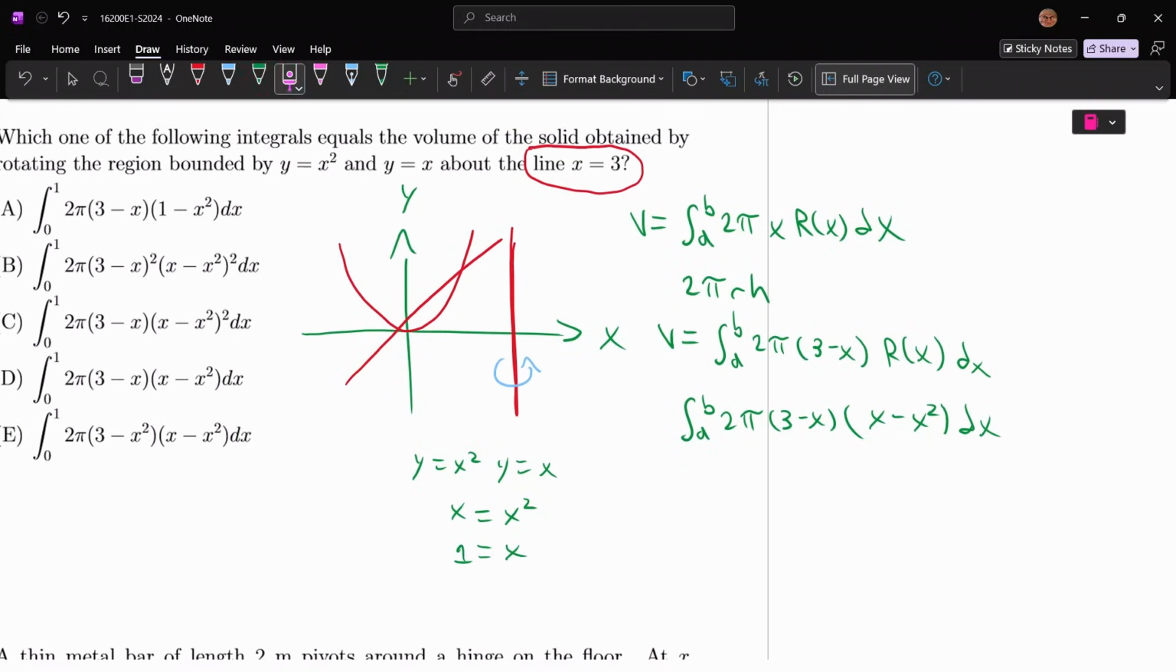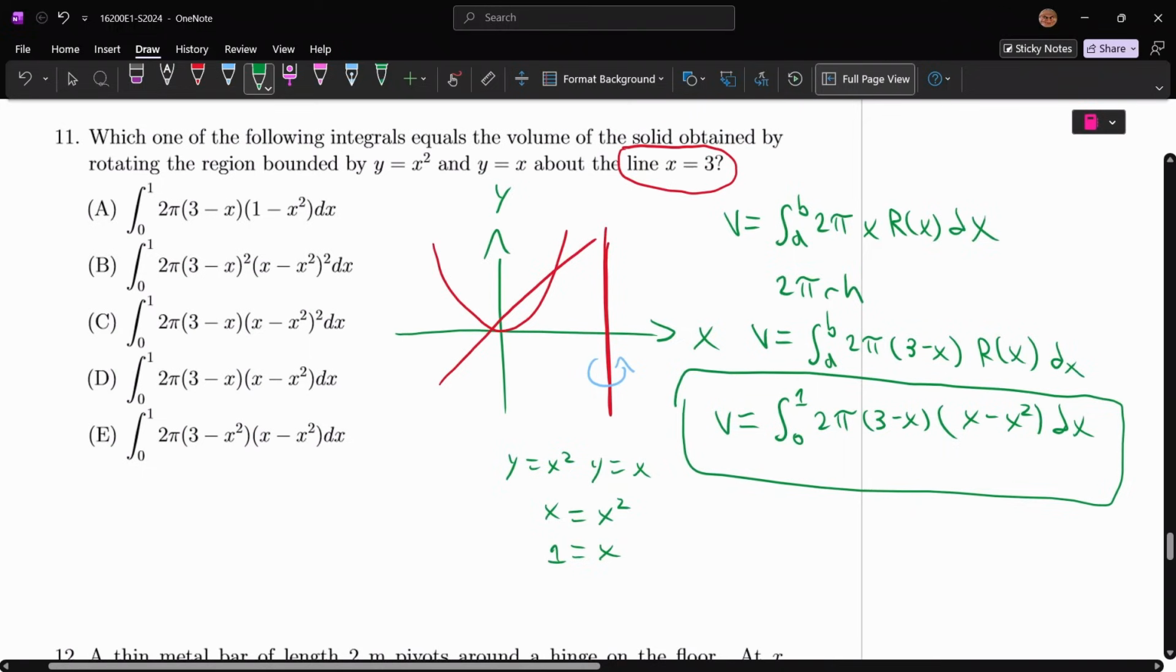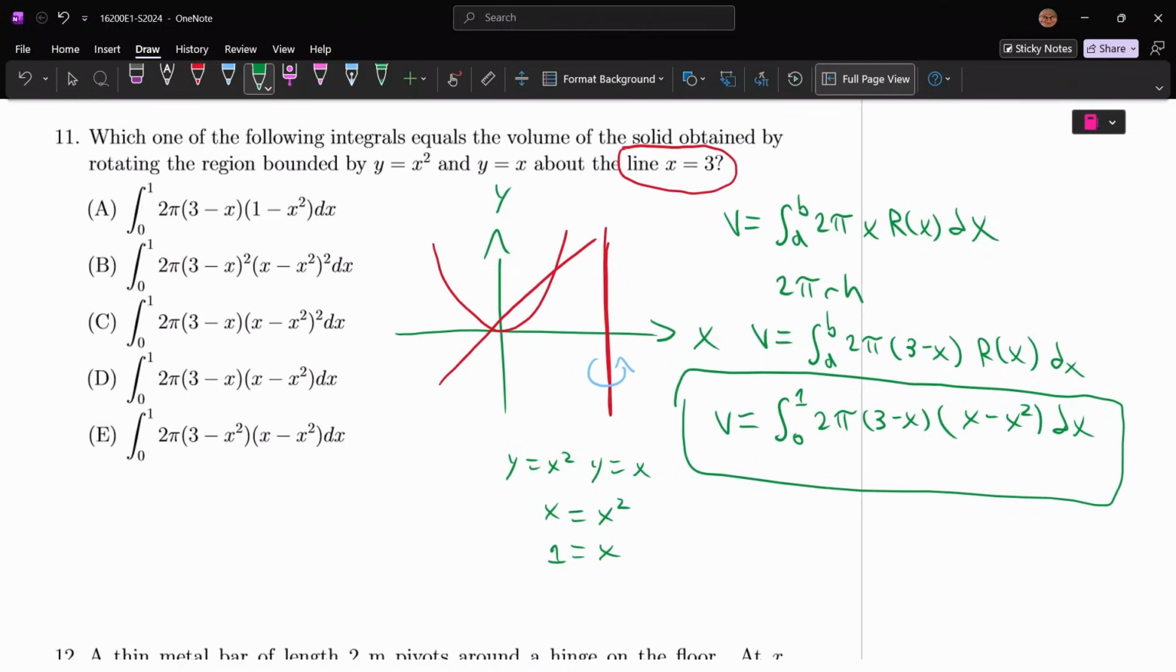And so that would end up being our upper boundary here. And then the lower boundary is just going to be the origin. And so then this would end up being from 0 to 1. And so this would be the integral that represents the volume of this. And so then we can just match this up with the answer choices. Thankfully, we don't have to actually evaluate this integral, which is nice. So matching this up with the answer choices, I believe this matches up with D.